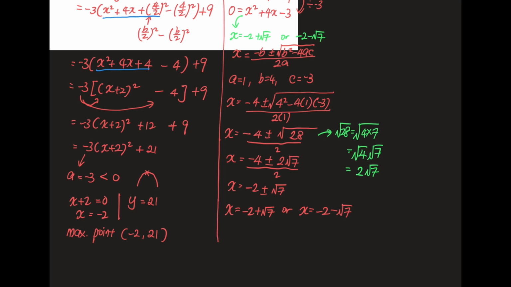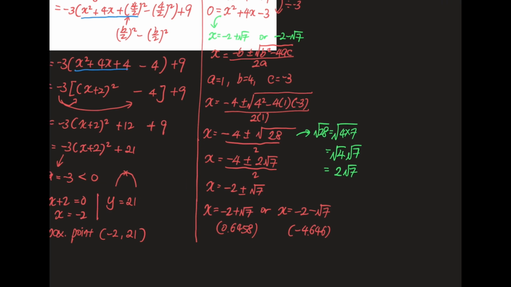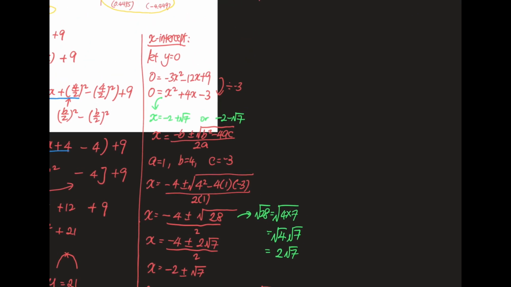So of course it is good to check with calculator to find out what value that is. It will help us to put the x-intercept in the correct position. So minus 2 plus square root 7 is basically 0.6646458, and the second one, minus 2 minus square root 7, is negative 4.646. So we have two x-intercepts here.